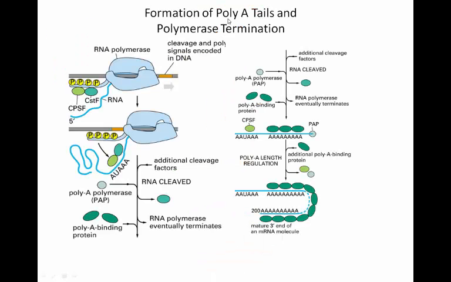Formation of poly A tails and polymerase termination. So here's the RNA polymerase. As it's transcribing the DNA, it encounters sequences that are related to cleavage and polyadenylation of the pre-mRNA. Here's our C-terminal domain. It has protein factors. This is called cleavage and poly-A specificity factor, and it's involved in the recognition of the sequence AUAAA, and that's a sequence for polyadenylation and cleavage.